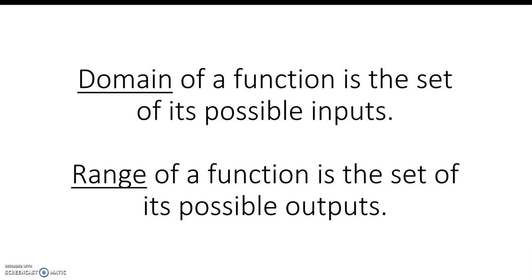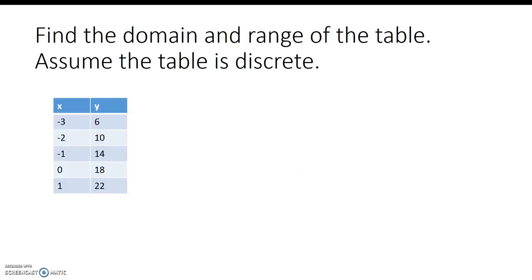So the domain of a function is the set of all of its possible inputs. Remember, input is like the x value, so all the possible x values that the graph, table, or equation could have. And then range would be all the possible outputs. Again, outputs are like the y values. So big thing: domain, we think x; range, we think y. All the possible values, or all the values on the graph.